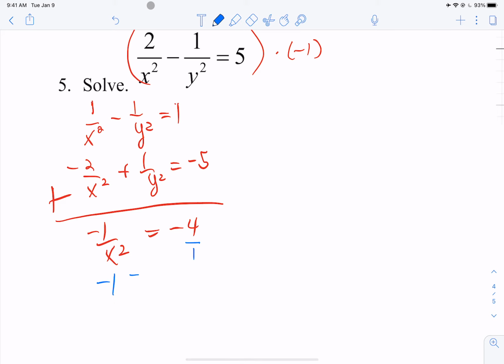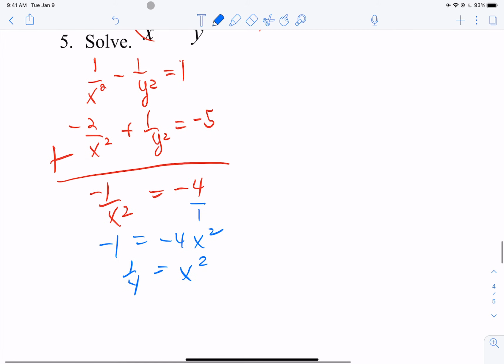So we get negative 1 equals negative 4x squared. Now we know how to solve that. Let's get the x squared alone by dividing by negative 4, and then square root both sides. What do you have to remember when you are the person inflicting the square root on the problem?